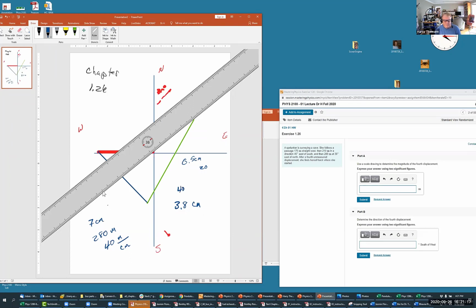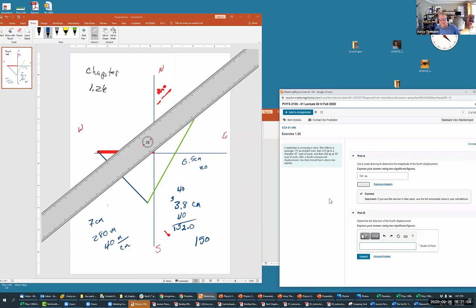So we measured 3.8 centimeters. It's easier to multiply it this way. 4 times 8 is 32. 4 times 3 is 12, plus 3 is 15. Okay. 2 significant figures. So you see what that means then. That would be 150. Let's see what happens. Ooh, smoking.